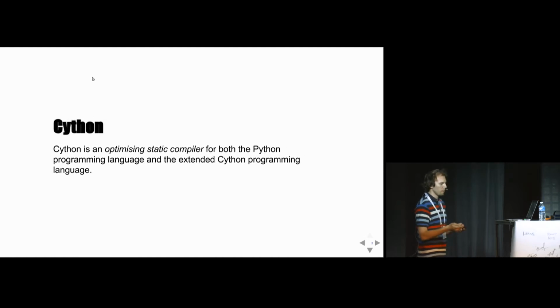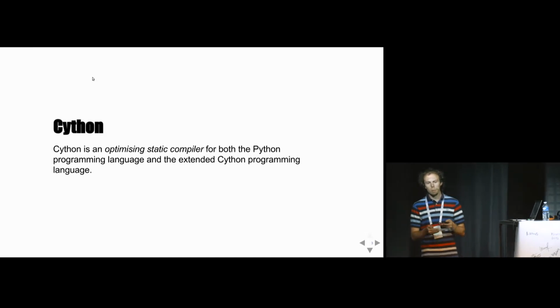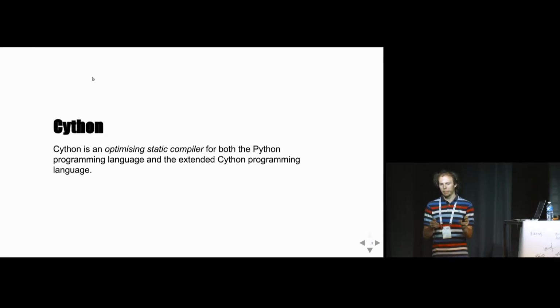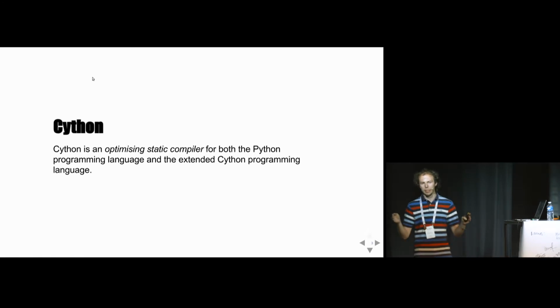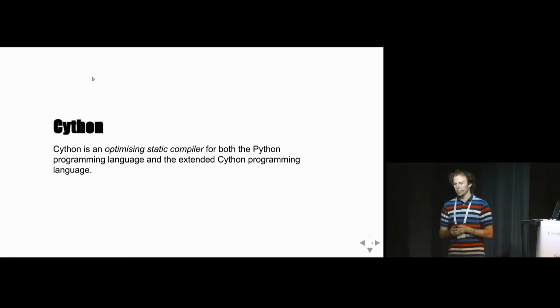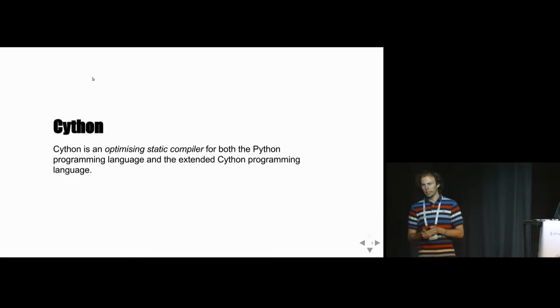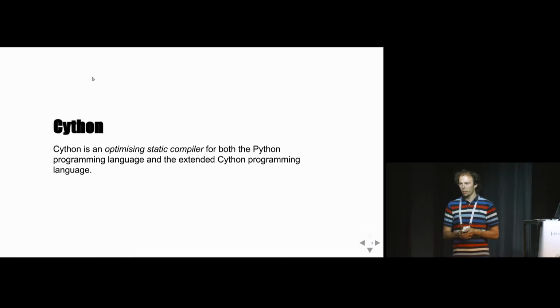So I have mentioned Cython a lot of times, but what is it really? Cython is a compiler for the Python language, or some superset of the Python language with some added syntactic features, that is able to compile Python code to C, and that obviously runs much faster.